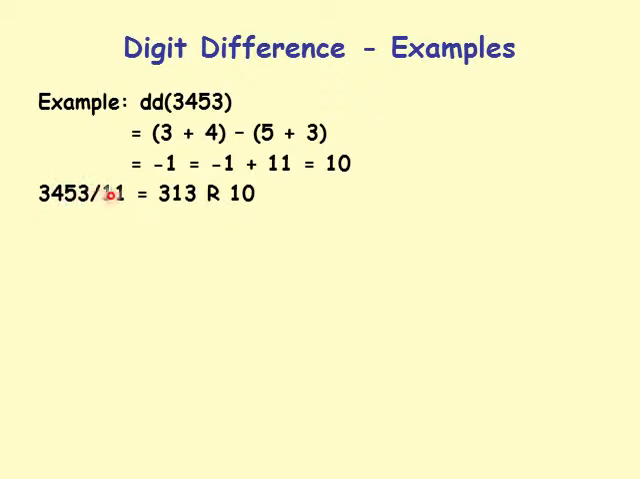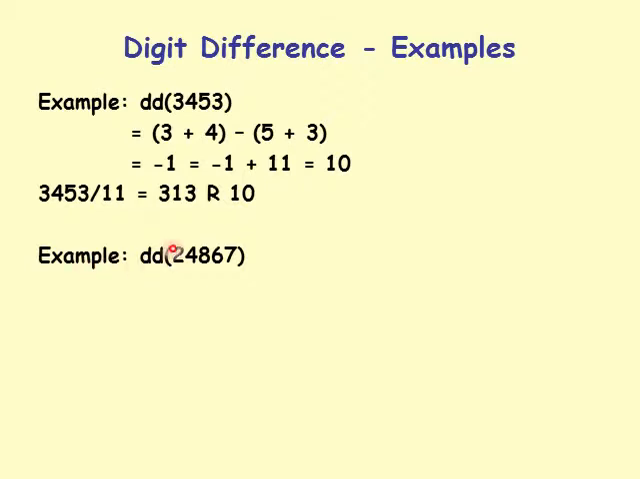Let's do another one. 3453 divided by 11 is 313, remainder 10. So remainder is 10, and that was the digit difference. That verifies that even in this example, the digit difference is the same thing as the remainder when we divide by 11.